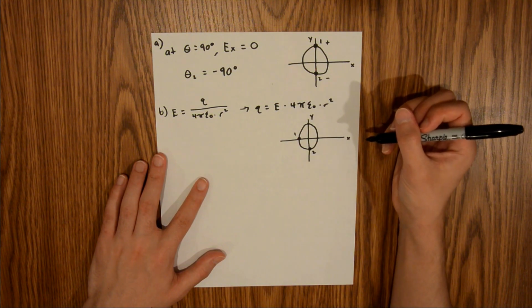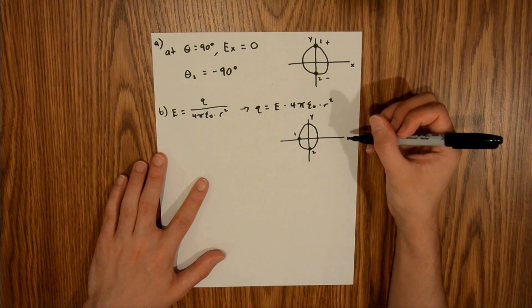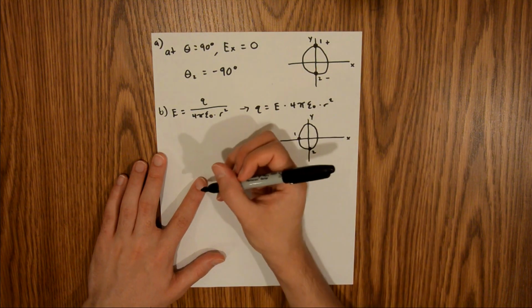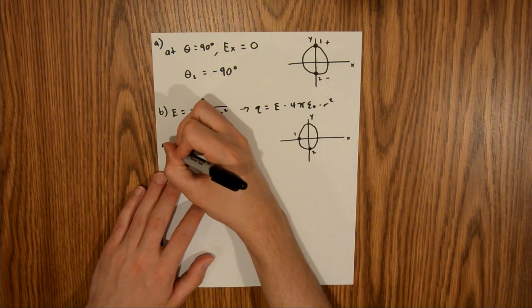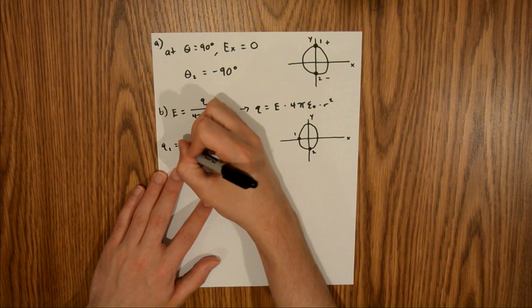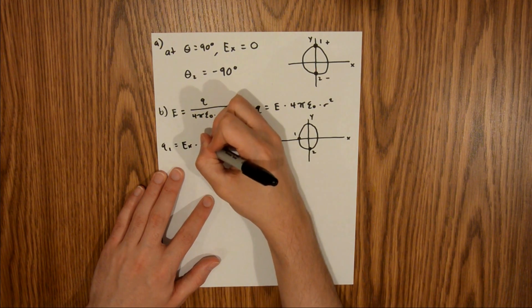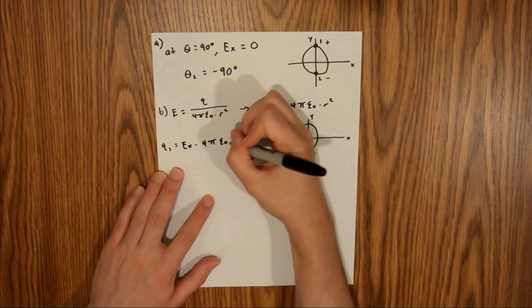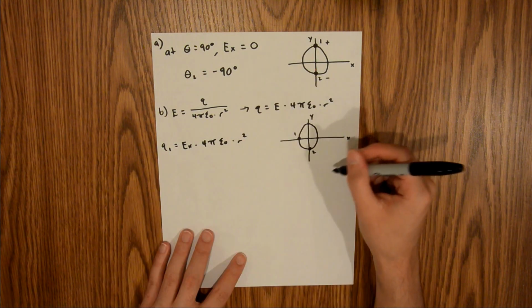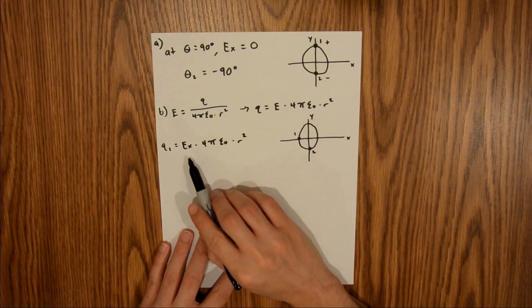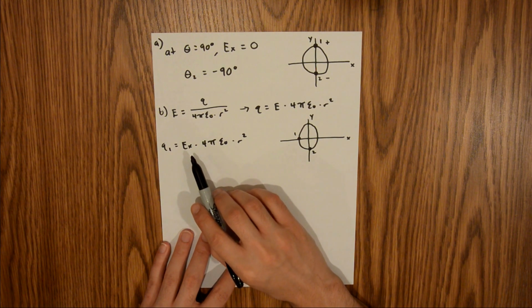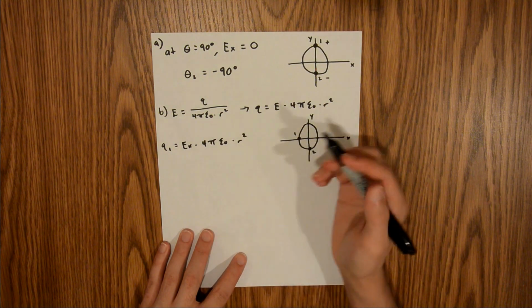So we can do a balance in the x direction, and that will allow us to find the charge on bead 1. So what we can say is that charge 1 is equal to E of x times 4 pi epsilon naught r squared. And with this configuration, we know that this E of x is equal to EXS by looking at graph B, and we are given EXS in the problem.